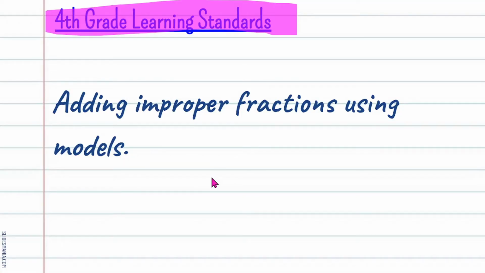This video, we are going to be adding improper fractions using models. This is going to be our teaching video for this skill, okay?